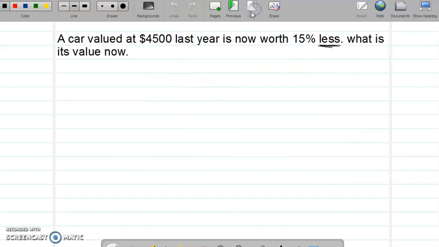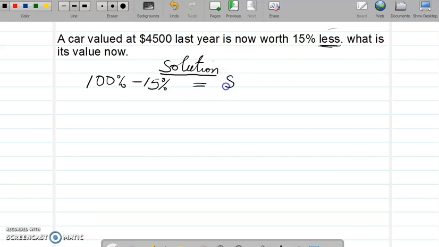Okay, now let's look at this last question here. This question says a car valued at $4,500 last year is now worth 15% less. What is the value now? 15% less means we are looking at the decrease. It will be 100 minus 15%, because it's 15% less.